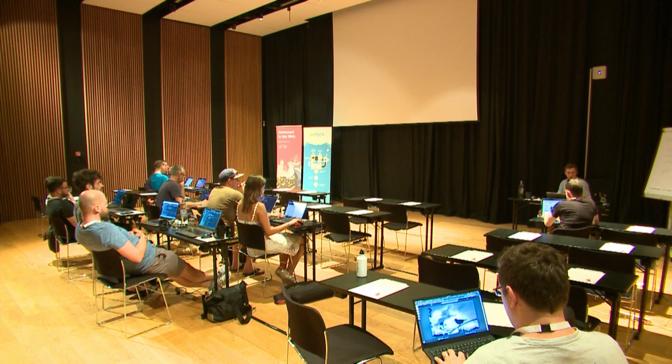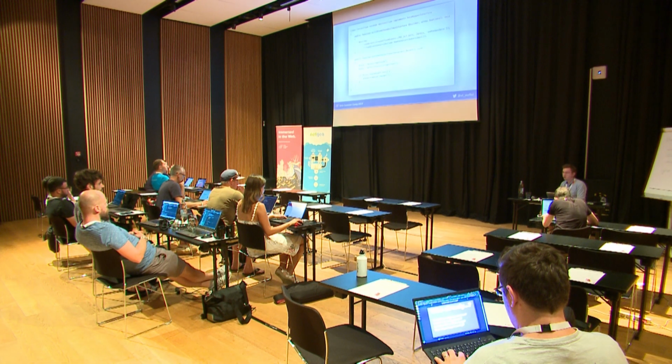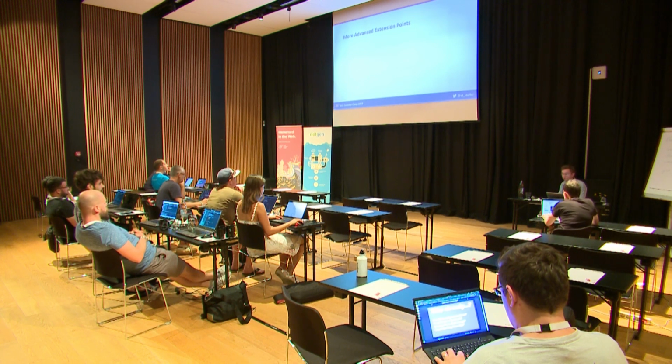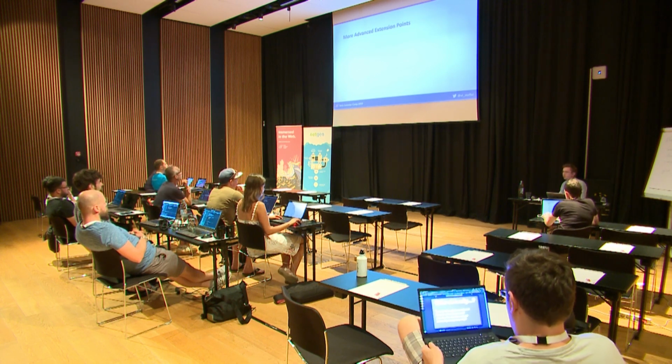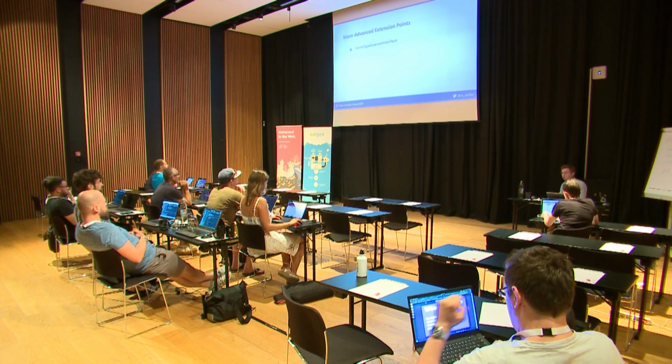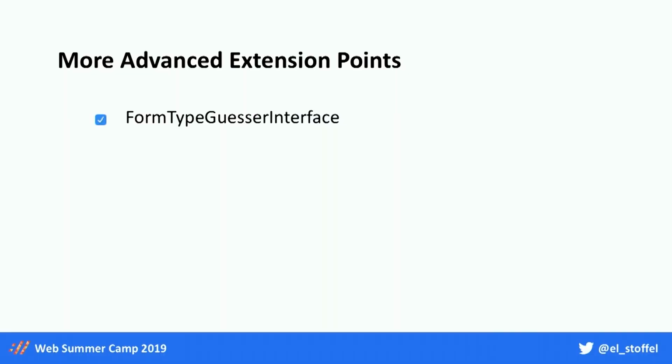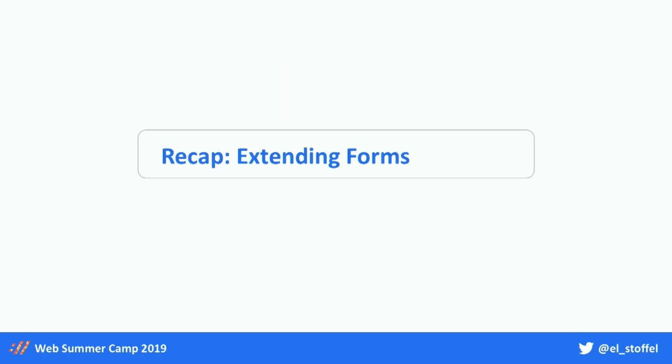Okay. Those are the extension points I wanted to show you. There are even more extension points, of course, if you care about type guessing, which is a feature of detecting which type should be used as a form type. And then there is the form extension itself. And I told you about the validation extension and the dependency injection extension. And there's a rendering extension and so on.